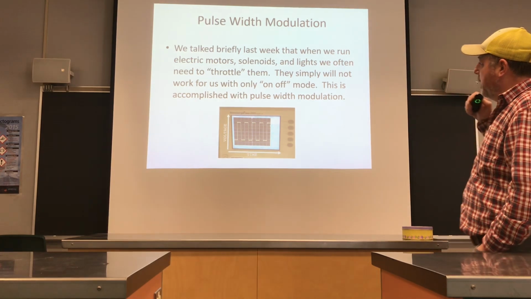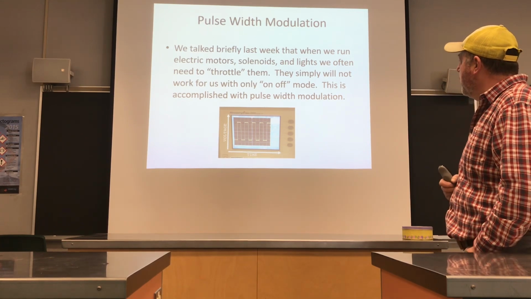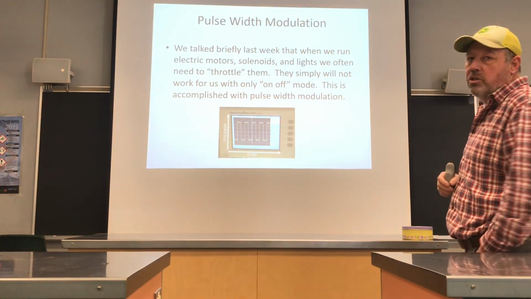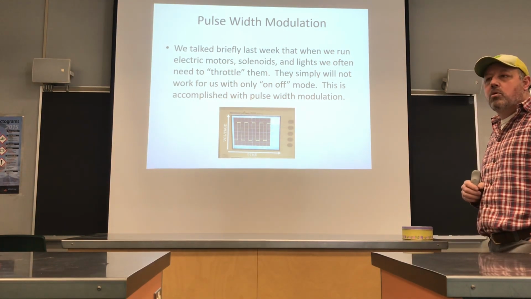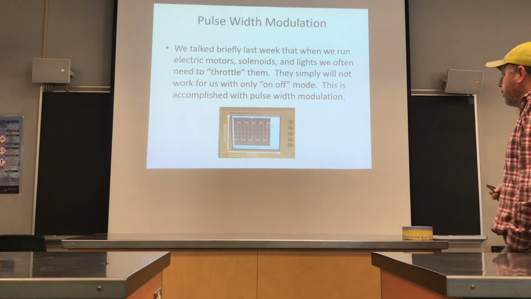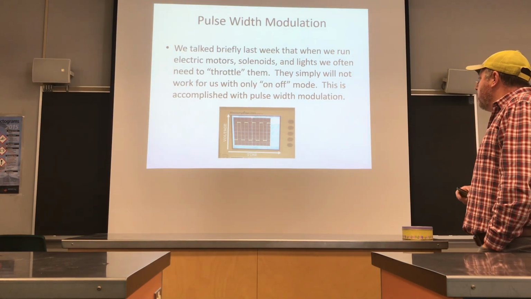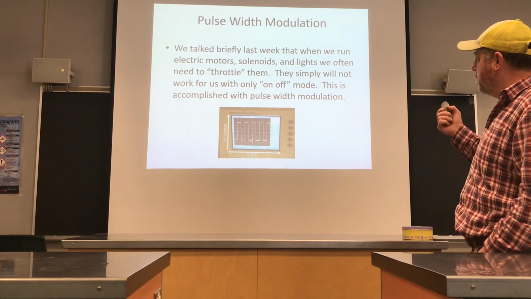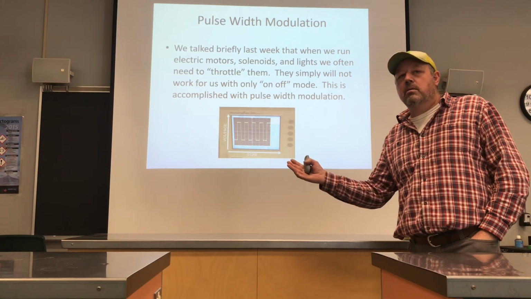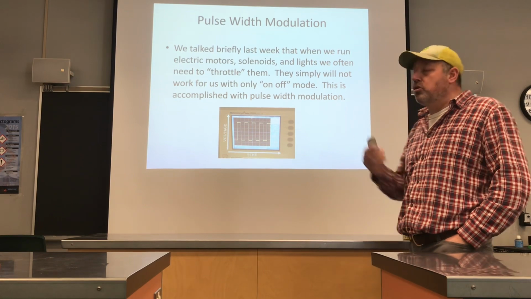Okay, pulse width modulation. We talked briefly last week that when we run electric motors, solenoids, and lights, we often need to throttle them up or modulate how dim or bright or how fast or how slow they move. They simply will not work for us only in an on-off mode. This is accomplished with pulse width modulation. So we don't just want something to go on or off. We want to modulate how fast or how slow something moves.